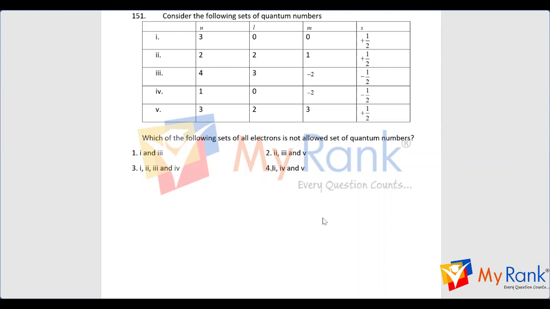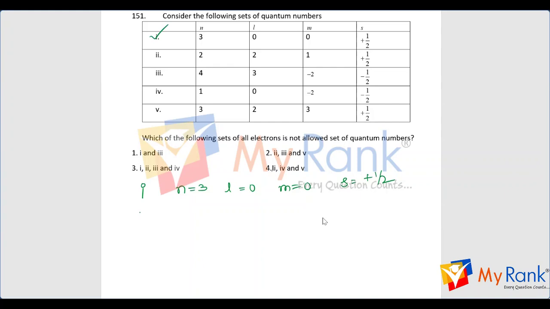Now, the first one, what is given? N is equal to 3 is given. If N is equal to 3, the L value is given as 0, the M value is given as 0, and S is plus half. So it is possible. N is equal to 3 means the L value can be 0, 1, 2. Because L is equal to 0, the M value can be 0. So this one is possible.